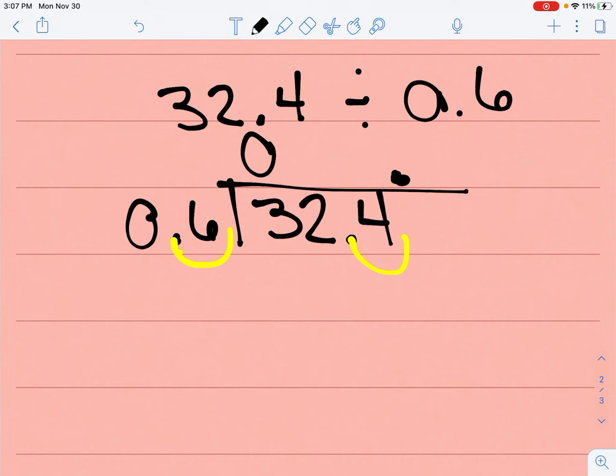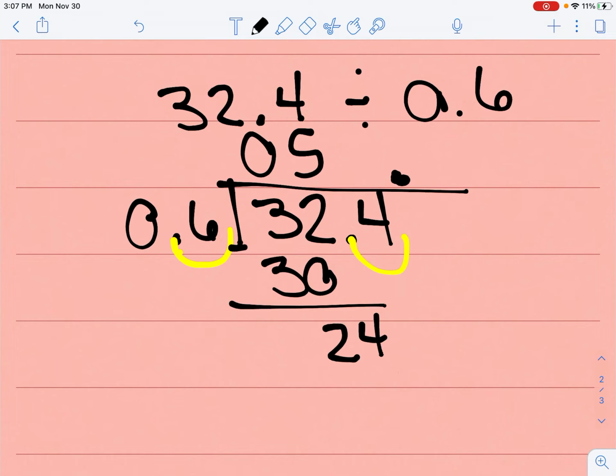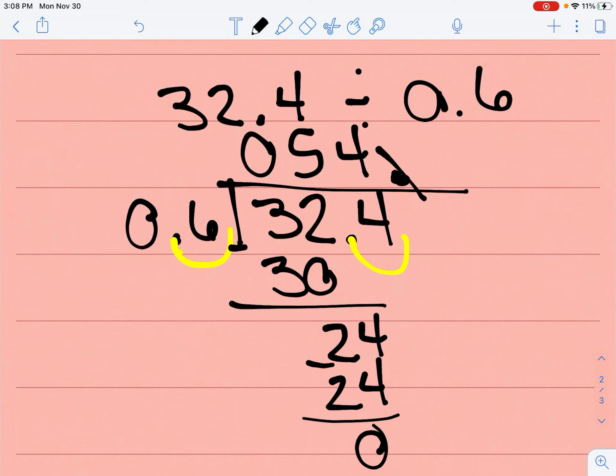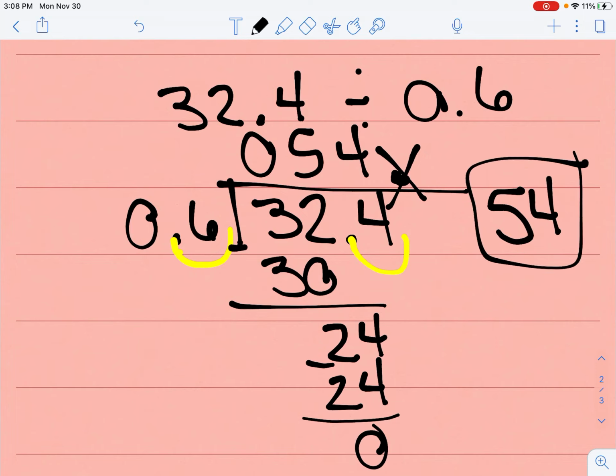6 cannot go into 3. 6 times 5 is 30. Subtract. And 6 times 4 is 24. Now that we have a 0 remainder, we can stop. Remember, we've said if your answer ends with a decimal, we don't need to include that decimal in our answer. Our answer is just going to be 54.